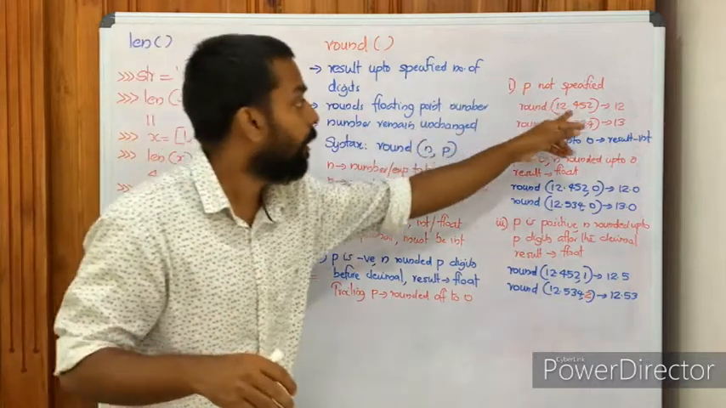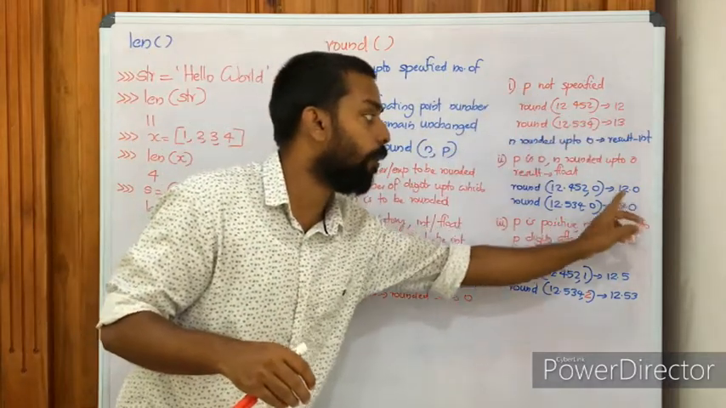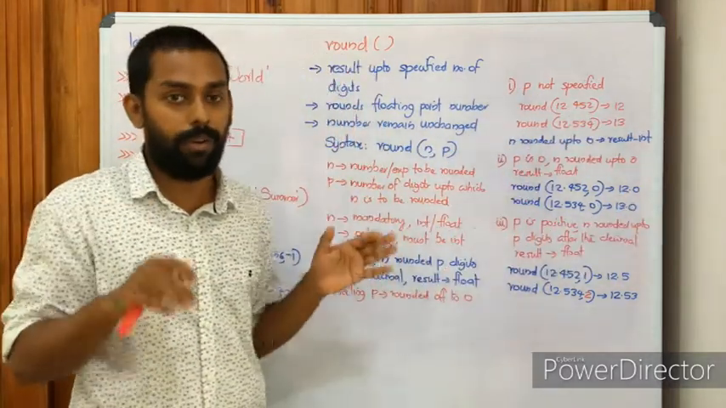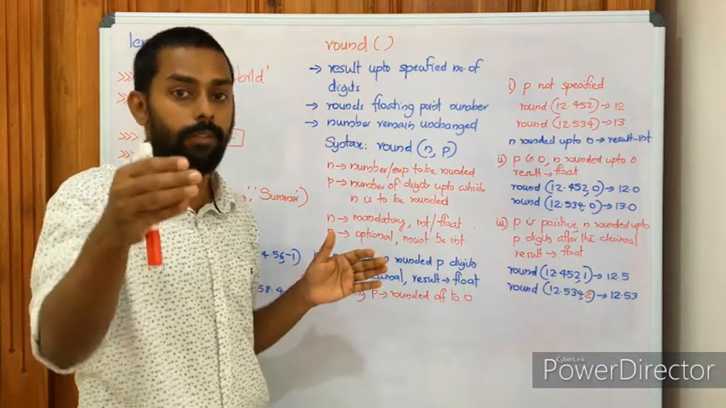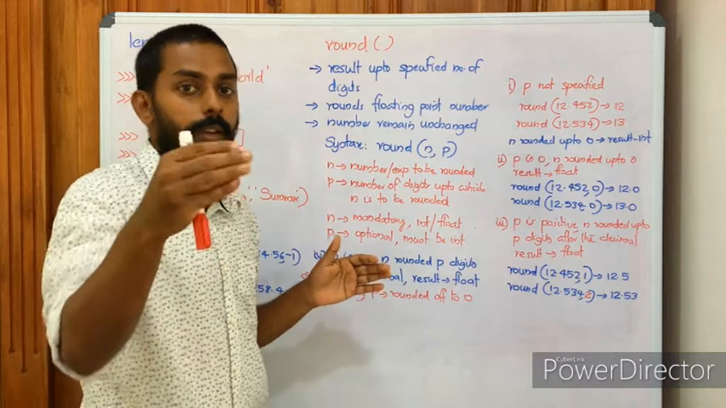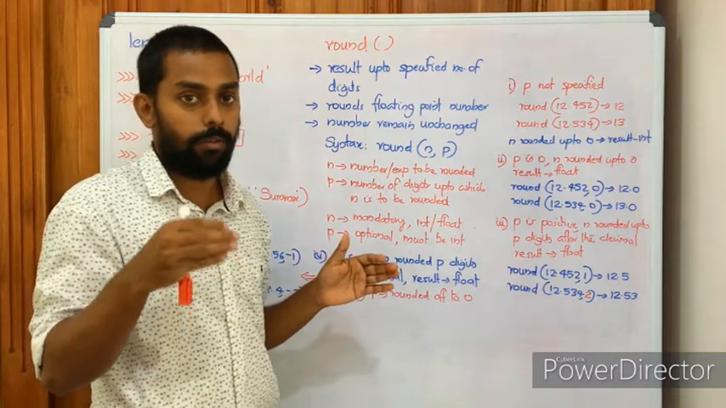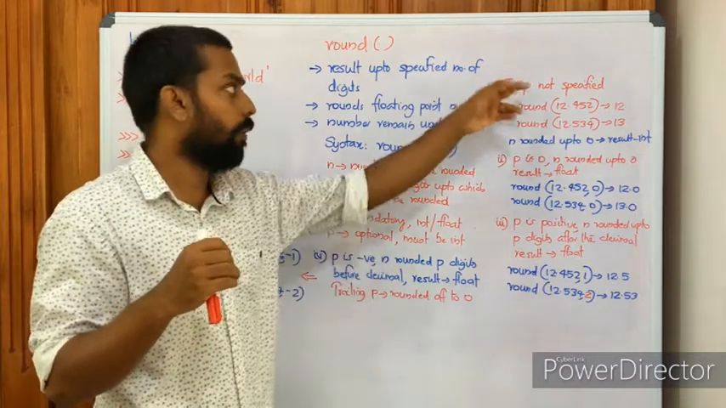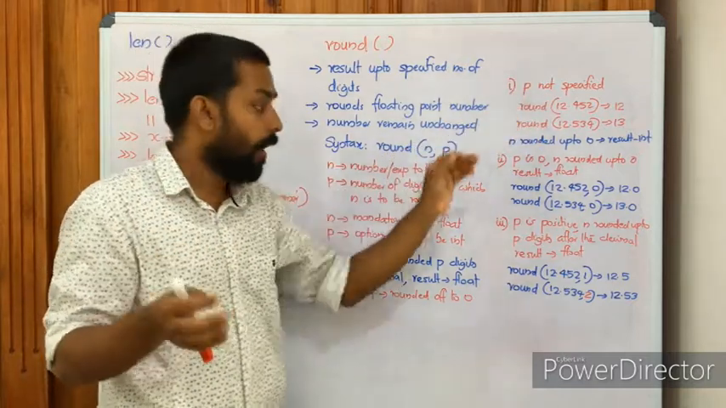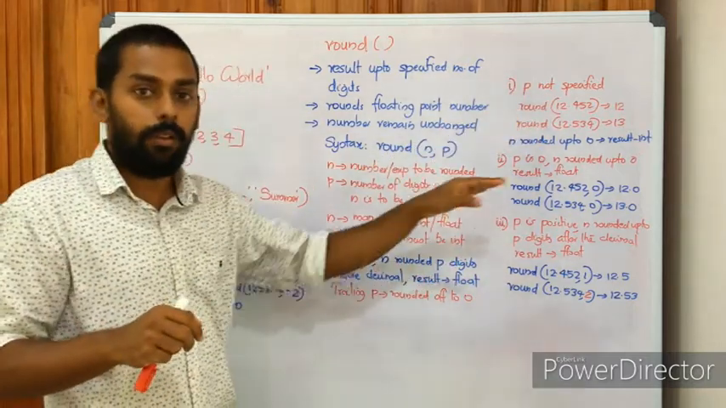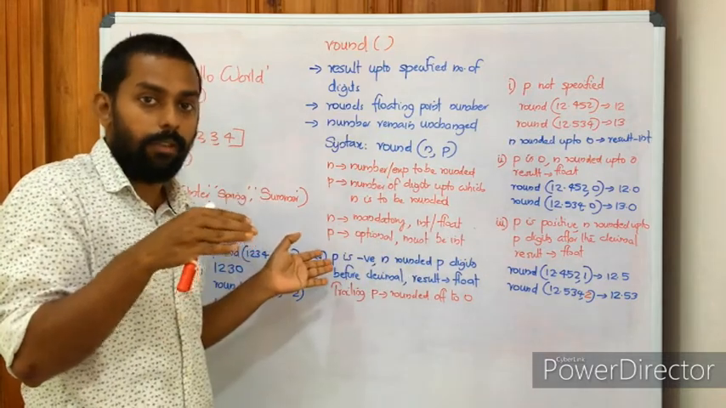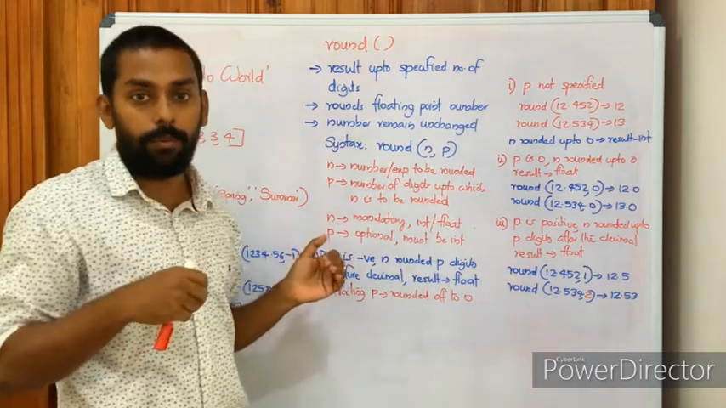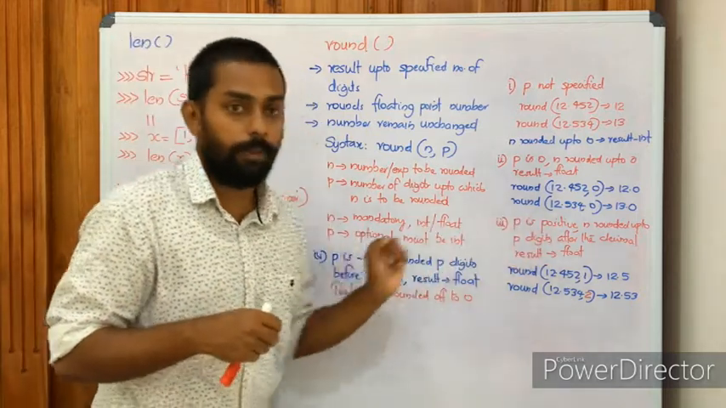That is the difference. Here the result is 12, 13, here it is 12.0, 13.0. That's the only difference. When we don't specify p, the result is an integer. When we specify p as 0, it will be a floating point. The other one, by default, p is taken as 0. And the last two: in the third one p has a positive value, and in the fourth one p has a negative value.